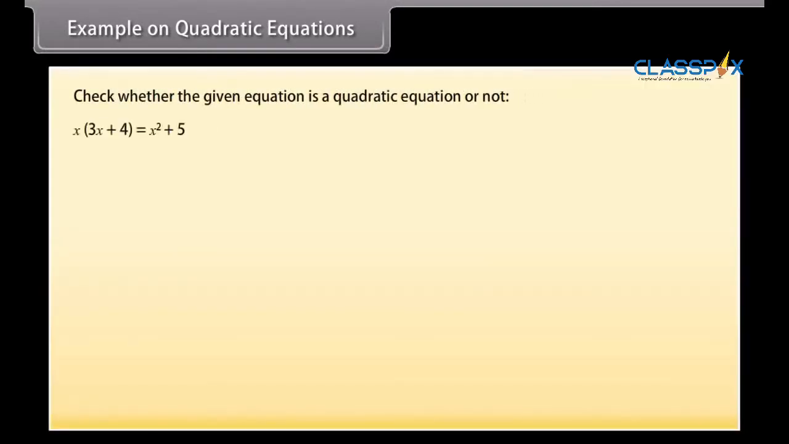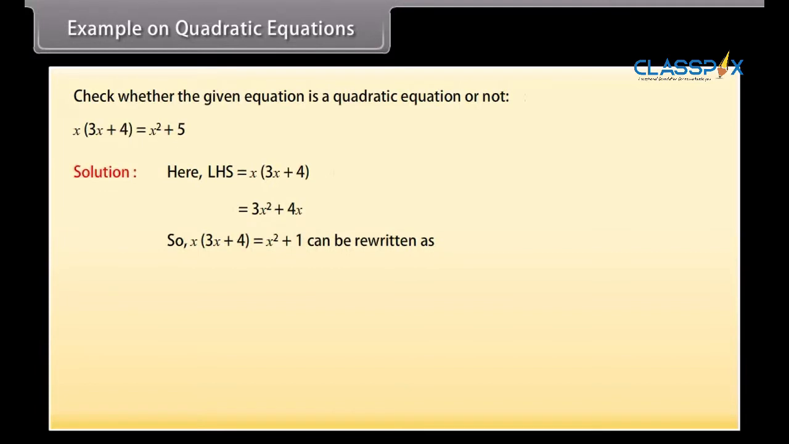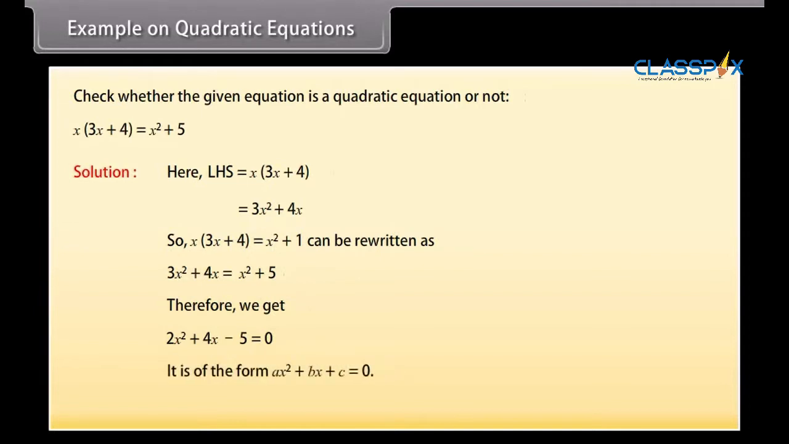Example on quadratic equations. We will now check whether the given equation is a quadratic equation or not. Solution. Here LHS is equal to x into 3x plus 4 is equal to 3x square plus 4x. So x into 3x plus 4 equals x square plus 1 can be written as 3x square plus 4x is equal to x square plus 5. Therefore, we get 2x square plus 4x minus 5 is equal to 0. It is of the form ax square plus bx plus c is equal to 0. So, the given equation is a quadratic equation.